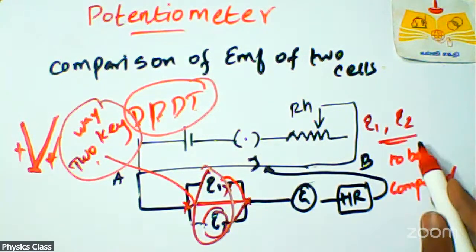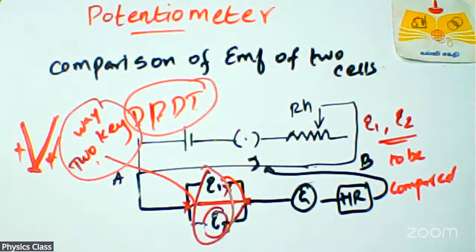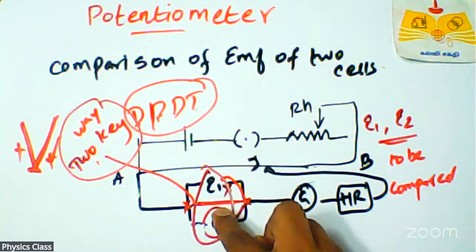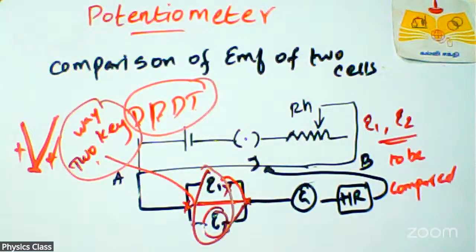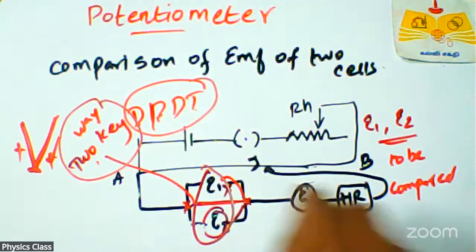So 2 EMF means 2 cells, because every cell has an EMF. Once the DPT switch is pressed, one cell is included in the secondary circuit.